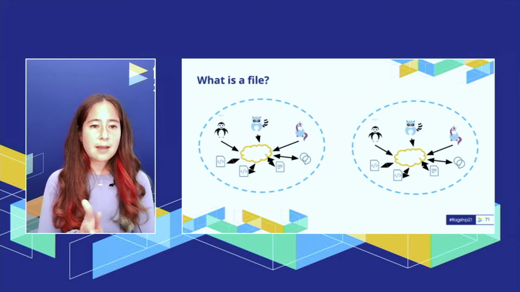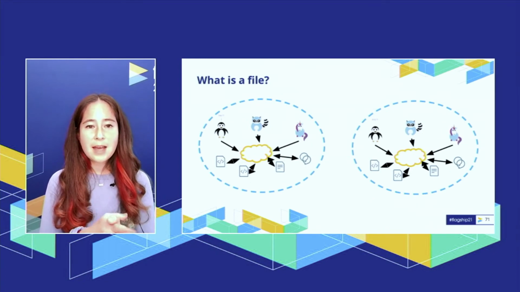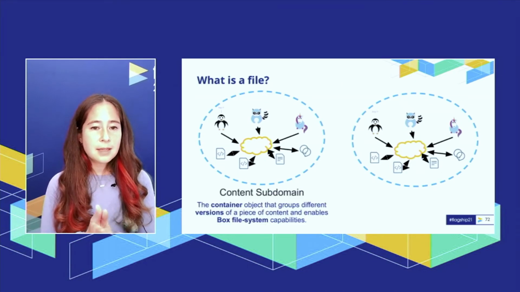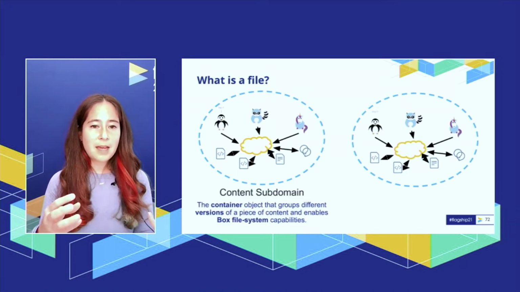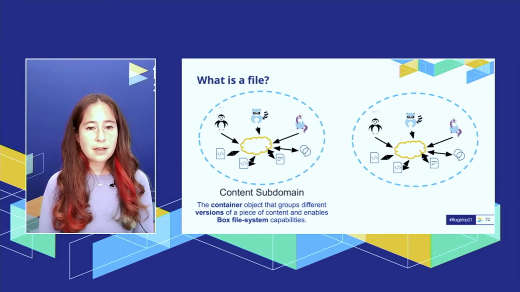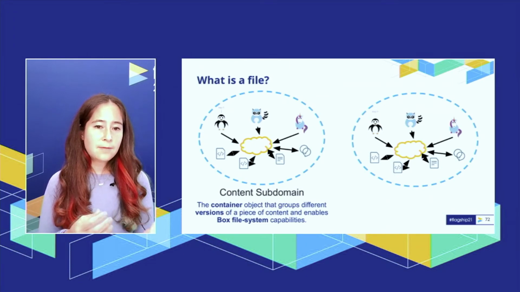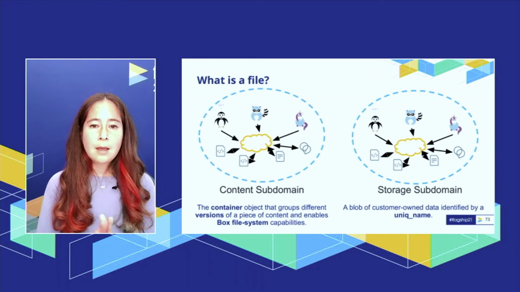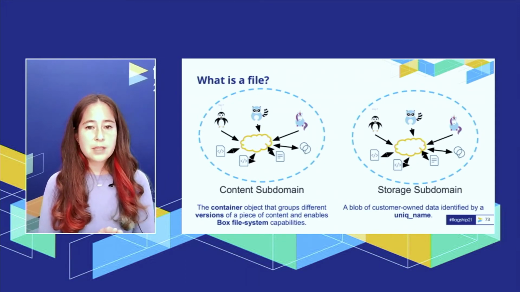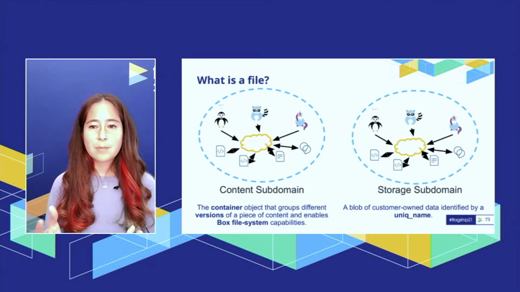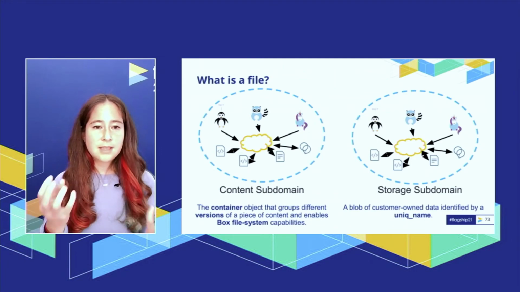This is an example from Box. If you ask somebody what a file is, if you were in the content subdomain, which was sort of responsible for the main file structure, they would say that it's a container object that groups versions of a piece of content and enables file system capabilities, so being able to move or copy a file. Meanwhile, if you ask the storage team, they would say, oh, a file is a blob of customer data identified by a unique name. They think of it as the bits and bytes on disk. So you can see how these are a little bit different.